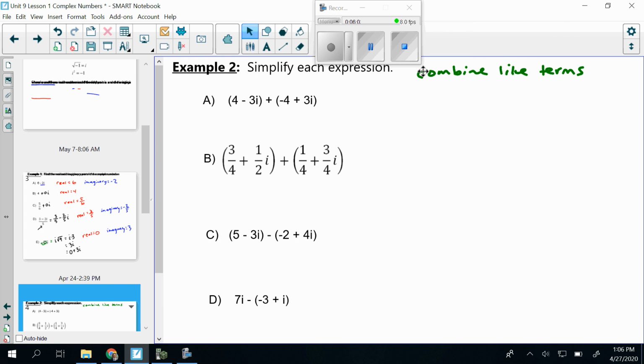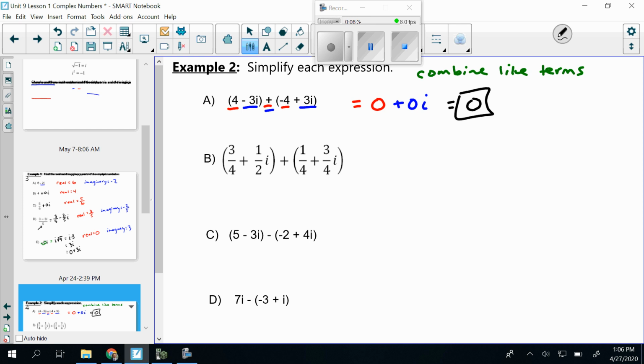So on this one, the first one here, we got 4 plus a negative 4. Well, that's going to add to 0. Now let's do the same thing with the imaginary parts. We got negative 3 plus positive 3. That means our imaginary parts also add to 0. And so the answer to this one would be just 0, because there's no real or imaginary parts. We can just write it as 0.